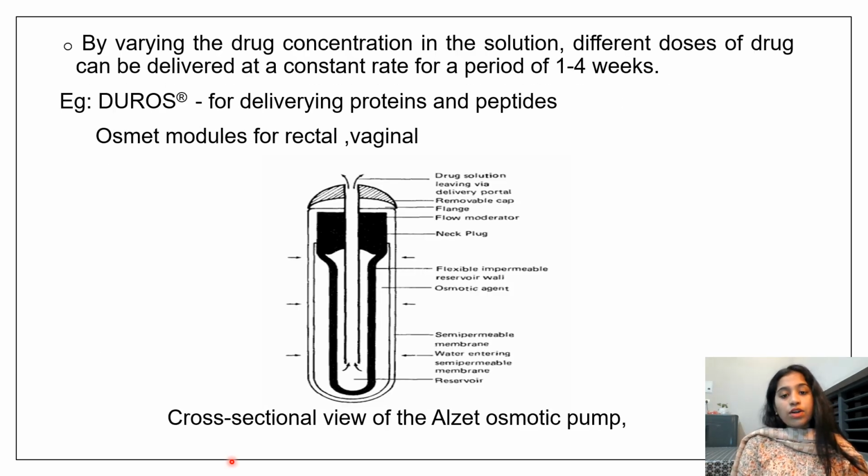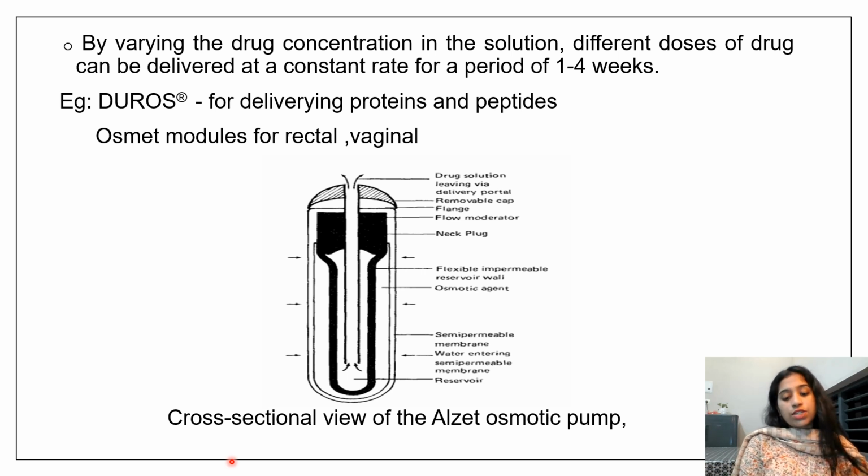By varying the drug concentration in the solution, different doses of drug can be delivered at a constant rate for a period of 1 to 4 weeks. So the Alzet pump for delivering proteins and peptides and osmotic minipumps are examples of such drug delivery systems.